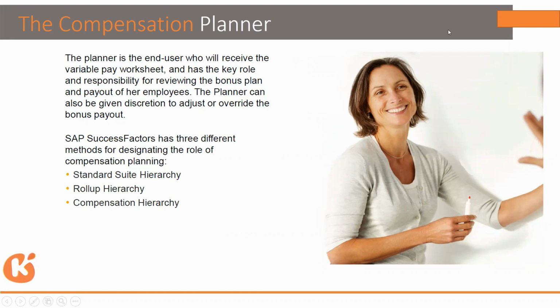Standard follows the EC structure. Roll up is like if I launch for a specific manager, he can do only up till whoever is below him. Compensation is something custom which we can maintain in compensation itself.